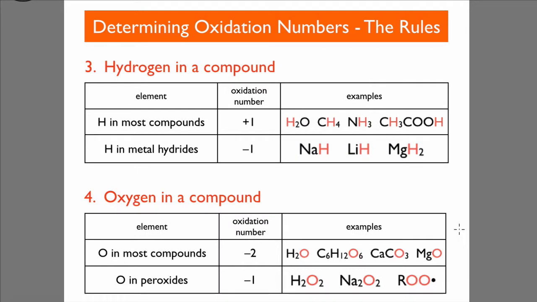For hydrogen, it can have an oxidation number of +1 or -1. It's +1 in virtually all compounds except for the hydrides, the metal hydrides, where the oxidation number of hydrogen is then -1. Oxygen similarly has 2 rules. Ordinarily, in most compounds, it's -2, but in peroxides, it's -1.